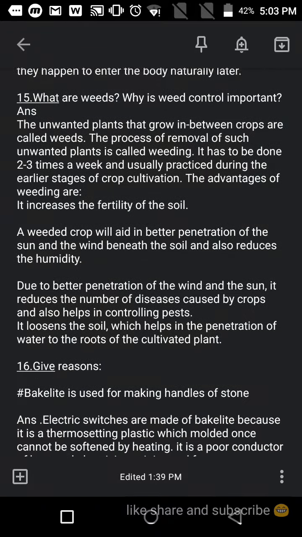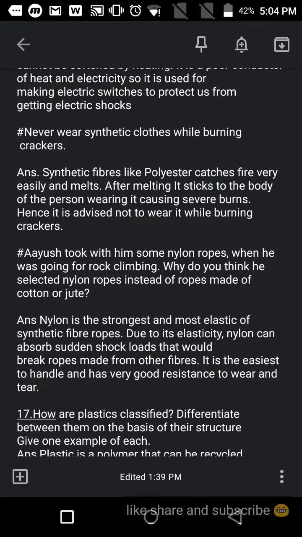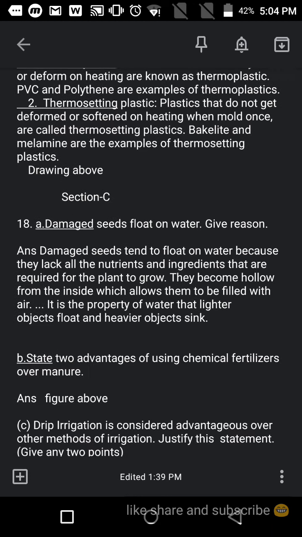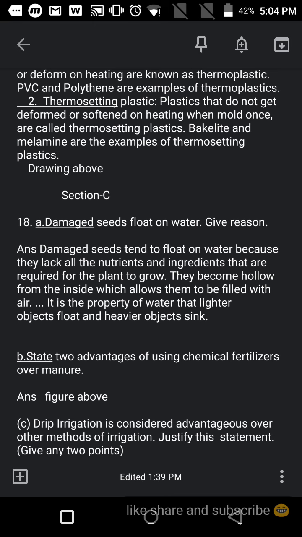Now let's start with the next question. A damaged seed floats on water. Give reason. Damaged seeds tend to float on water because they lack all the nutrients and ingredients that they require for the plant to grow. They become hollow from inside, which allows them to be filled with air. It is the property of water that lighter objects will float and heavier objects will sink.